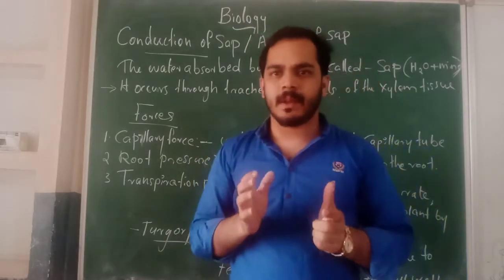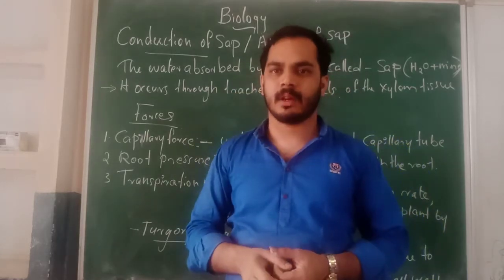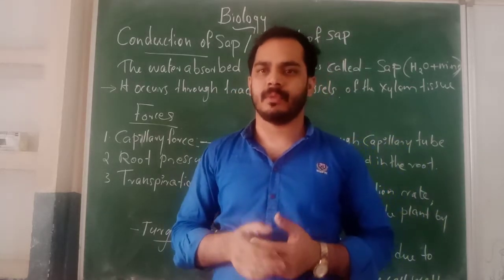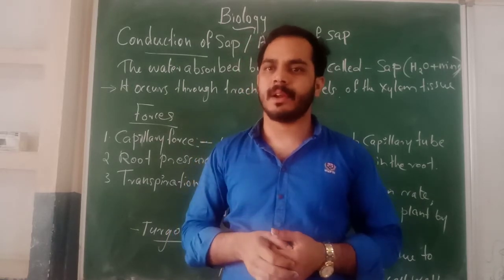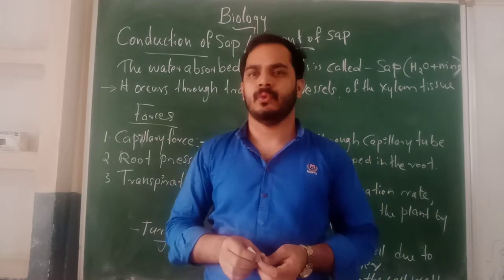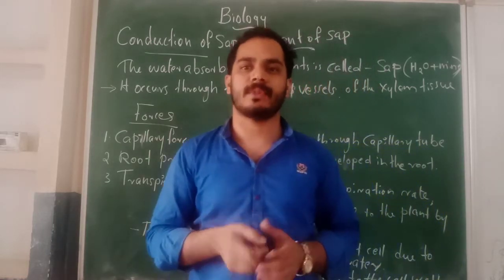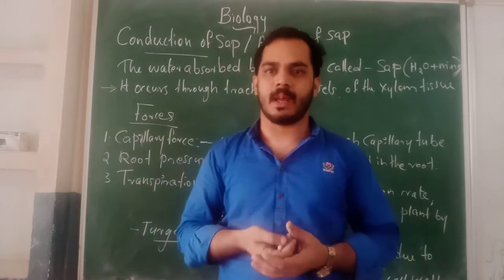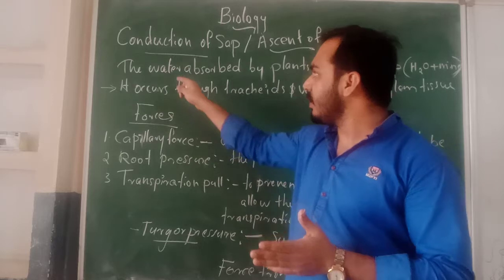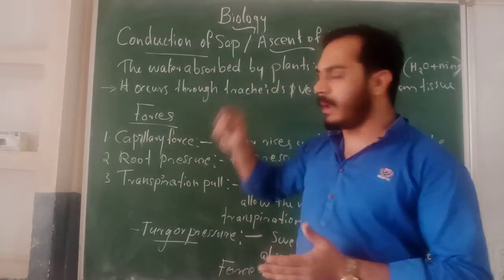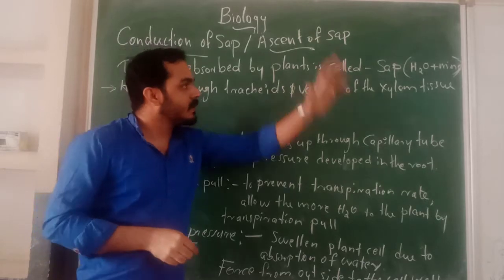Today I am going to explain the new topic, that is conduction of sap, from the chapter the transport of food and minerals in plants. This conduction of sap has one more name, the ascent of sap. What is meant by sap? Sap means, very clearly, the water absorbed by the plants. The water absorbed by the plant is called sap.